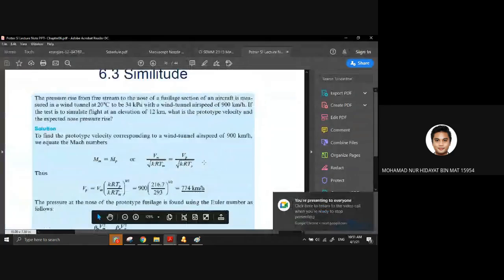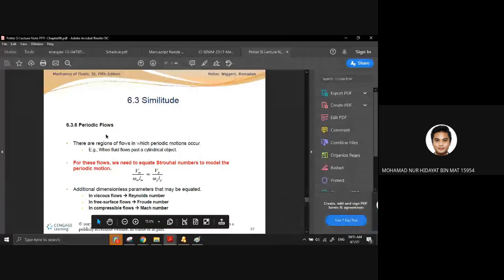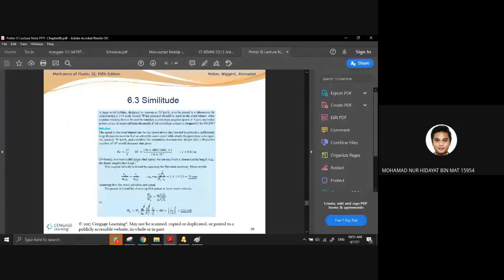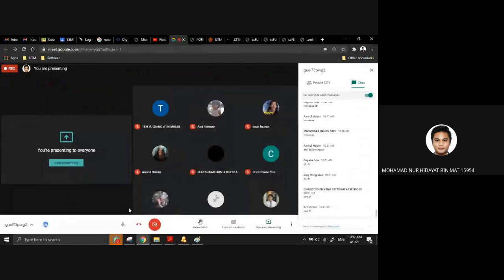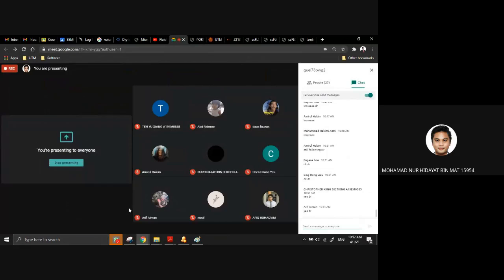So this tutorial I will explain, don't worry. This is periodic flow, which will not be covered. This one is the same. Tomorrow's class I will cover the last part, the normalized differential equation. In the meantime, I will cover the tutorial questions. I will record myself solving all kinds of flow: compressible flow, viscous flow, and different types of flow, and post them to the e-learning.